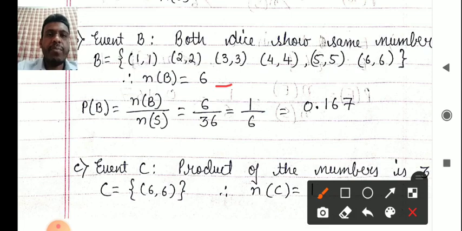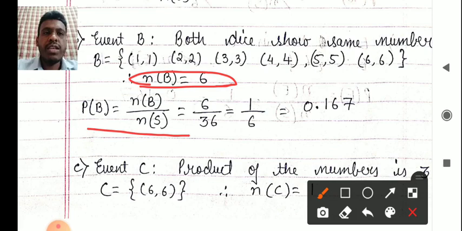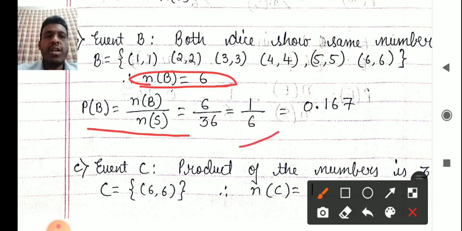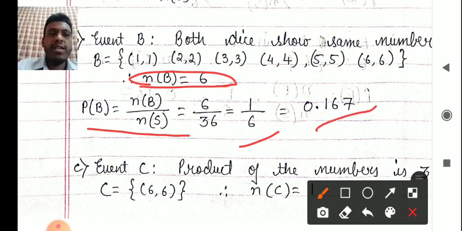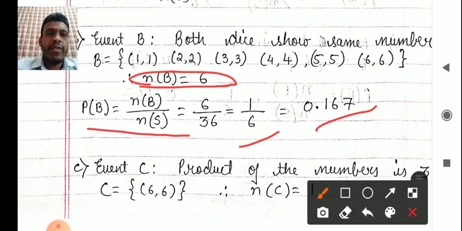P of B is equal to n of B upon n of S. N of B, you know, it is equal to 6. N of S, we know that it is equal to 36. So it is 6 upon 36, that is equal to 1 upon 6, or it is equal to 0.1666666, that is nothing but 0.167. Okay, so this is your event B.